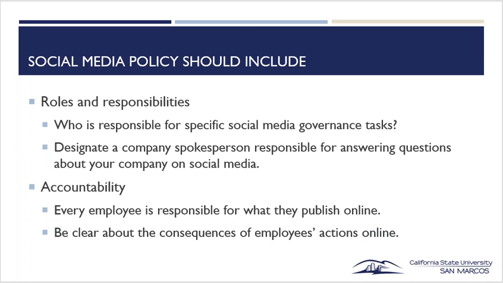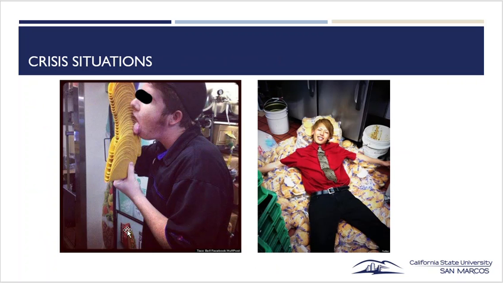Roles and responsibilities. So who is important for governing your social media? It's usually the marketing department. A designated company spokesperson is responsible for answering questions about your company on social media. So when someone comments, asks a question, or sends direct messages, who is responsible for answering those? Accountability: every employee is responsible for what they publish online. Be clear about the consequences of employees' actions online. So these two knuckleheads here, I hope they were fired, but were they aware ahead of time, like, hey, if you post something like this, you will be fired, right?